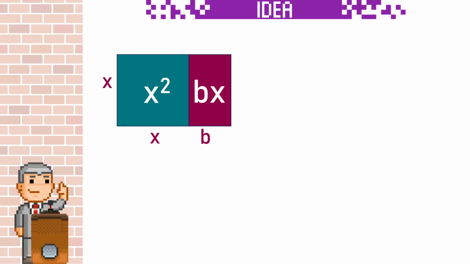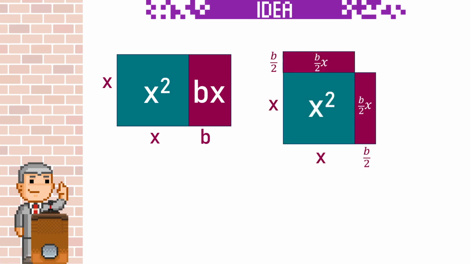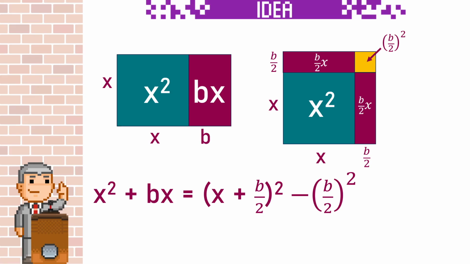Let's chop the x term in half and try and make a square. You can see we almost have succeeded. Ignoring the top right gap, the equation of our square is x plus b over 2 squared. The gap has the equation of b over 2 squared. x squared plus bx can therefore be written as x plus b over 2 squared minus b over 2 squared.